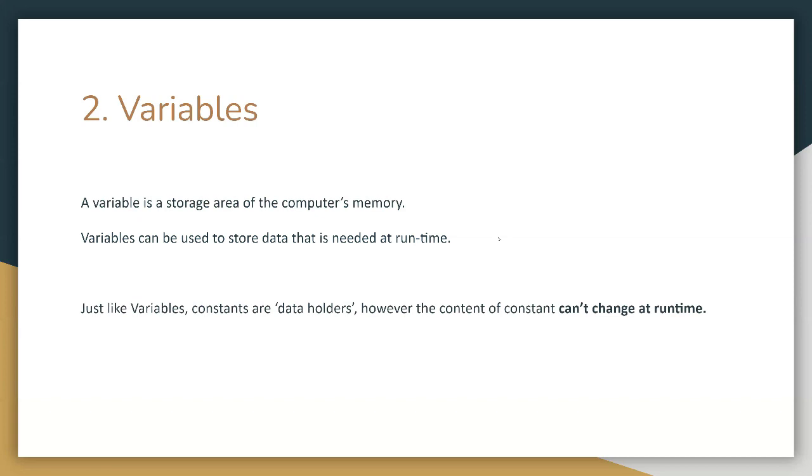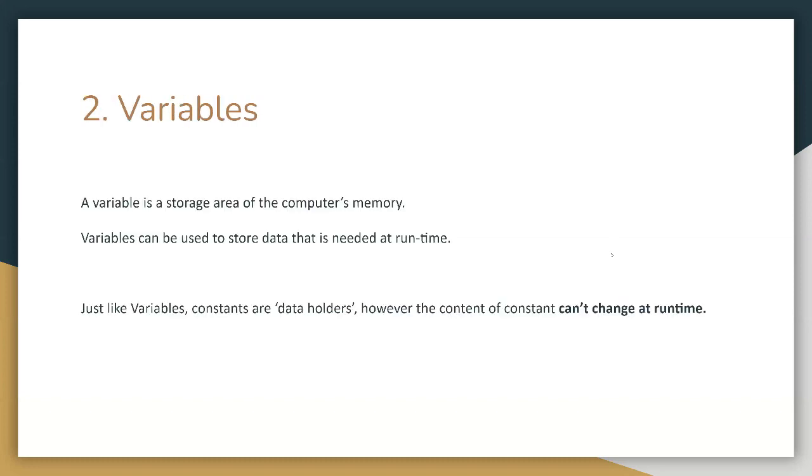Just like variables, constants are data holders. However, the content of a constant can't change at runtime. So this is a big difference that you must understand. What is the difference between a variable and a constant? The value of a variable can change at runtime. However, the value of a constant can't change at runtime.